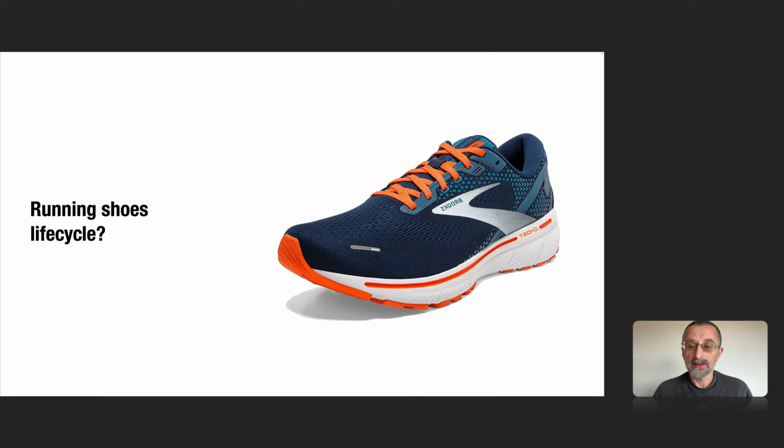What happens from edition number 12 to edition number 13? Why do we decide to create a new version of the shoes? What happens during such a process? How does it work? Who is involved in such a process? Let's think about this for a second.